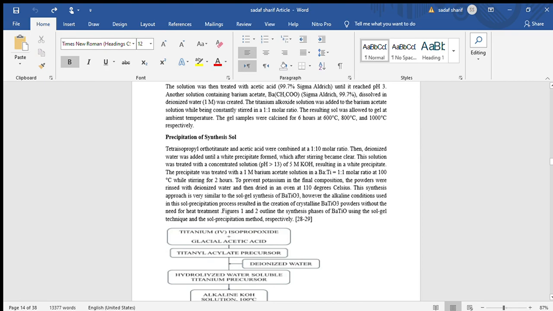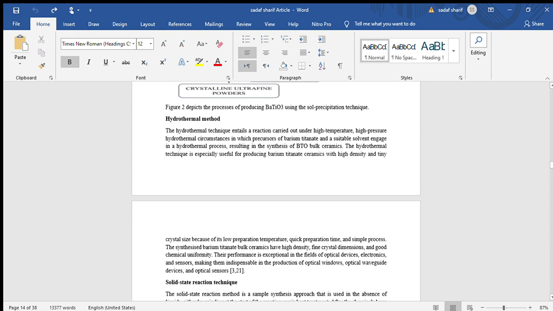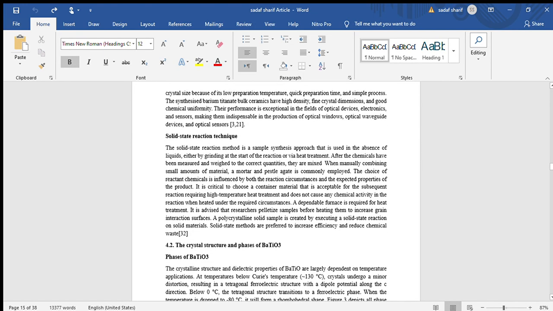The other method is the sol synthesis preparation. In this method, we take titanium 4 isopropoxide plus glacial acetic acid and it gives us the titanyl acylate precursor. After that, deionized water is added and they give us the hydrolyzed water soluble titanium precursors. After that, alkaline KOH solution at 100 degrees Celsius temperature is given and barium titanate of 1 molar solution is formed. Crystalline fine powders are formed, and the other method is the hydrothermal method, where high temperature and high pressure are used, and the solid state reaction technique is also used for preparation of nanoparticles of barium titanate.